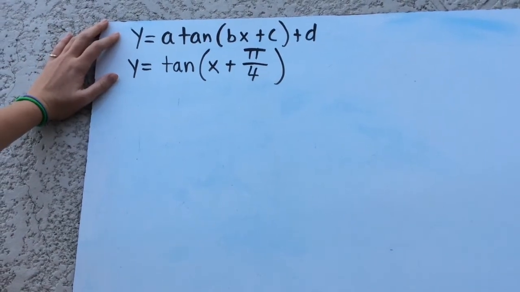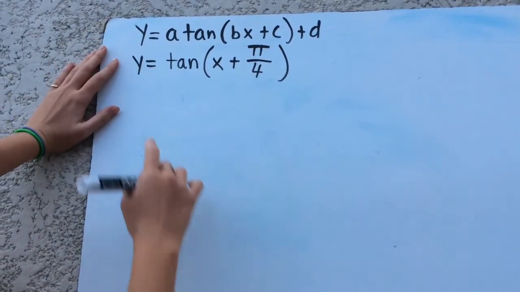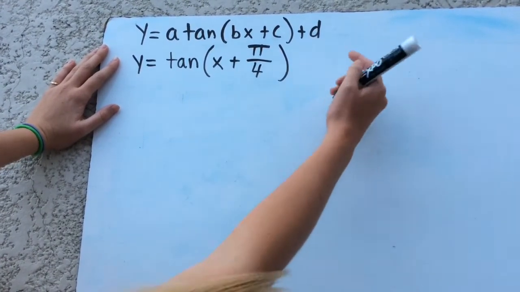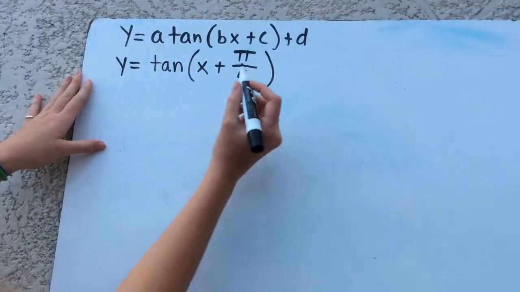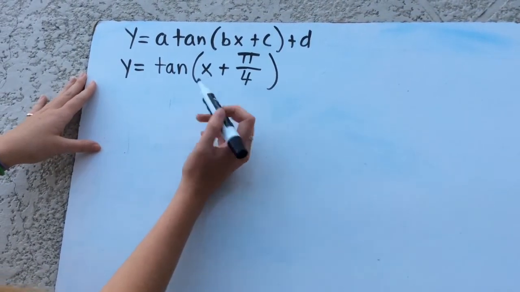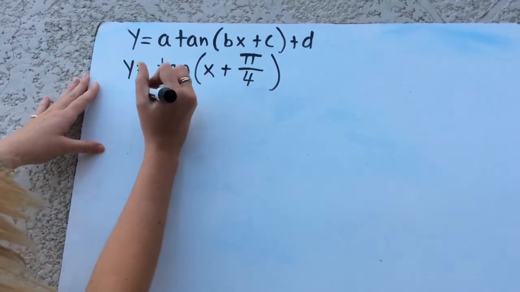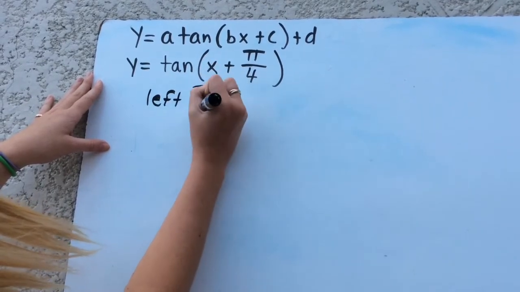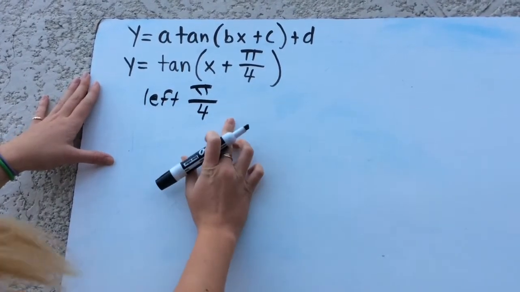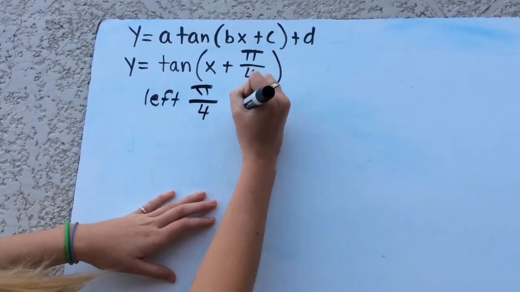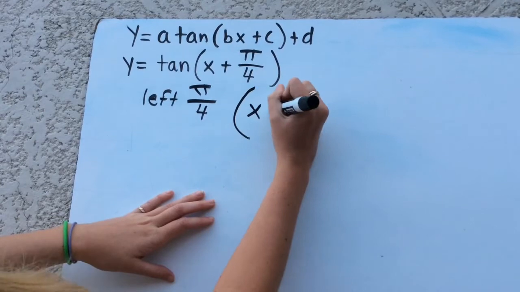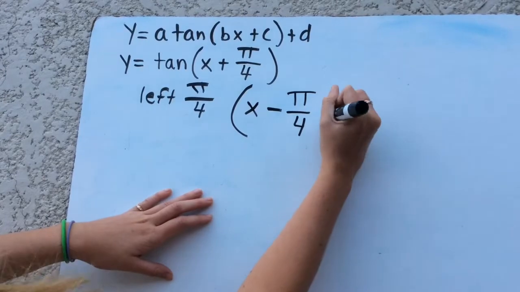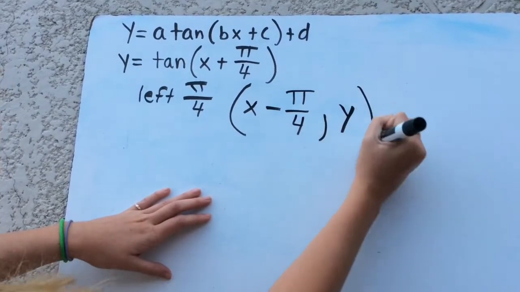Here is a model for a tan function. We will be using y equals tan(x + pi over 4) as practice to graph a tan function. Because pi over 4 is being added to x, we know that the graph is moving left pi over 4 units. That leads us to know that we can use x minus pi over 4 as a model, and because it's not affecting y, we leave y alone.